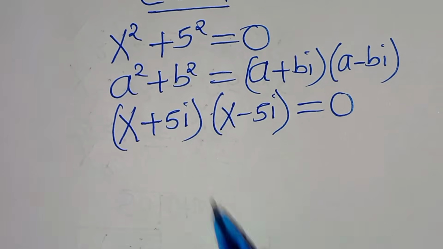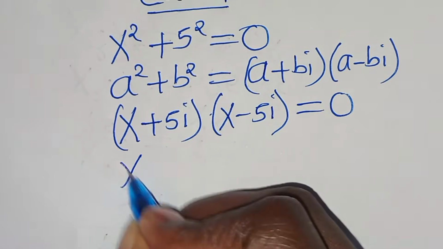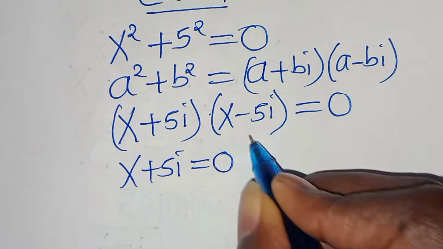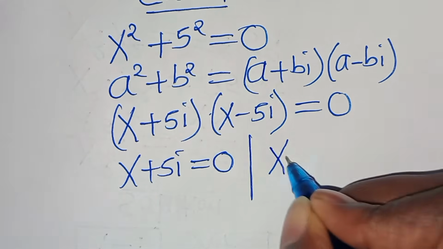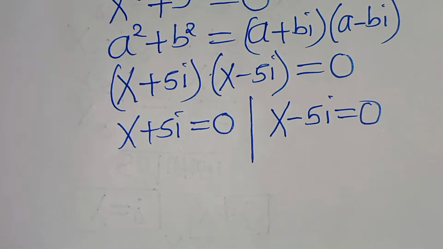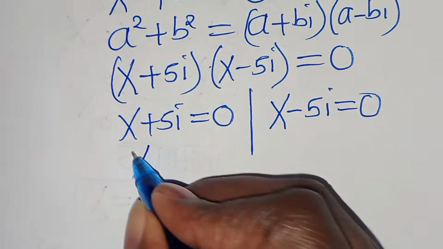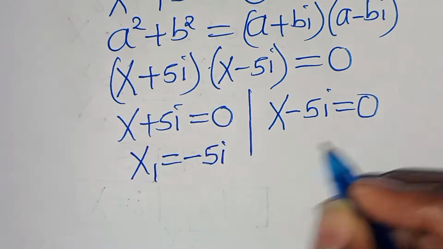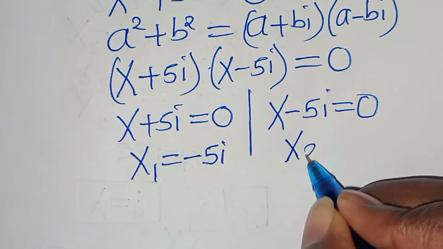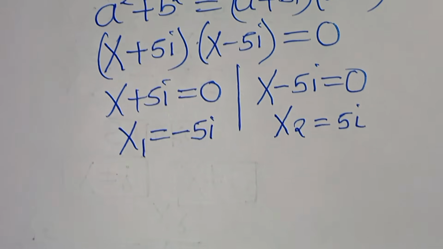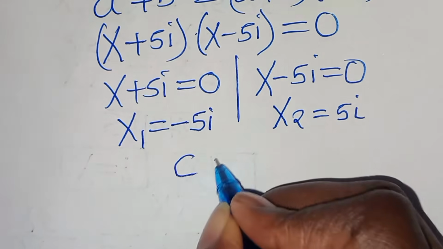So we have two parts here. The first part is x plus 5i equal to 0. The second part is x minus 5i equal to 0. So from this, we have that x1 is equal to minus 5i, and x2 is equal to 5i. So let's proceed to case 2.